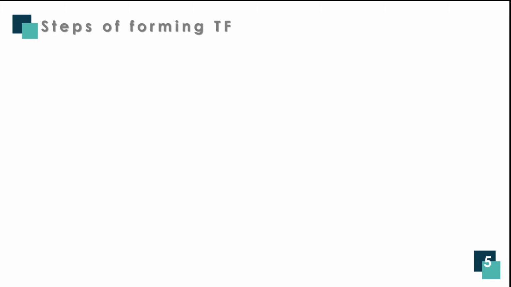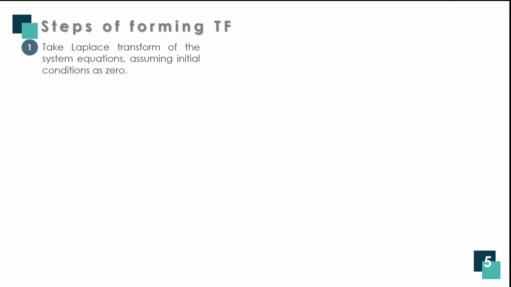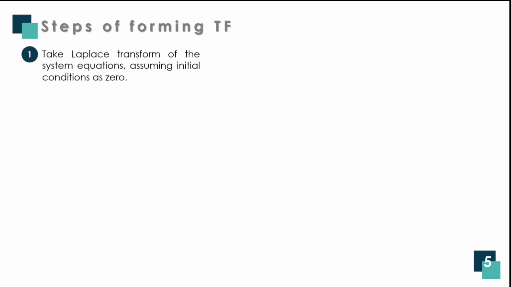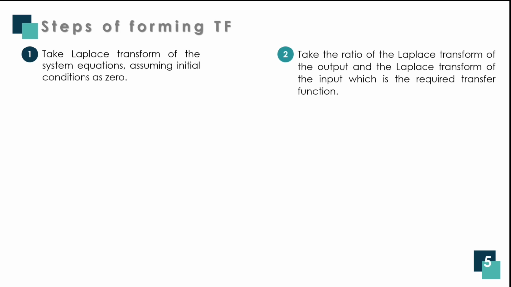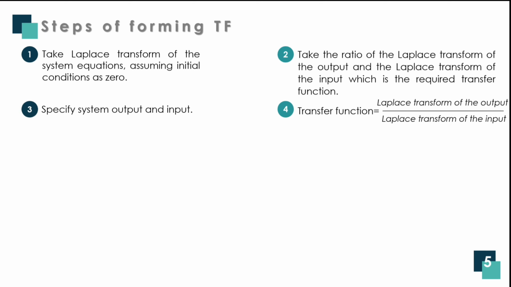Steps of forming transfer function. From the equations for the system, take Laplace transform of the system equation assuming initial conditions are 0. Take the ratio of the Laplace transform of the output and the Laplace transform of the input, which is the required transfer function. Specify system output and input. The transfer function is Laplace transform of the output by Laplace transform of the input. As usual, output equals ys and input equals us.